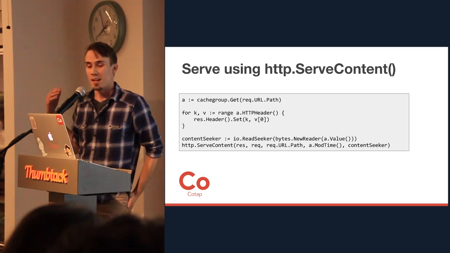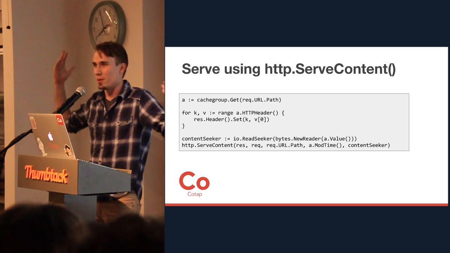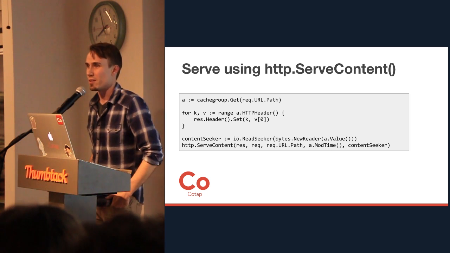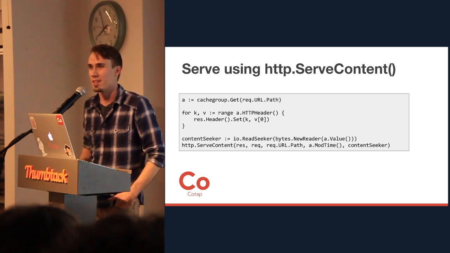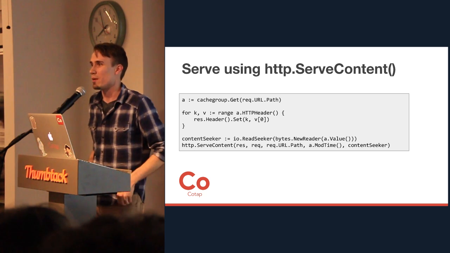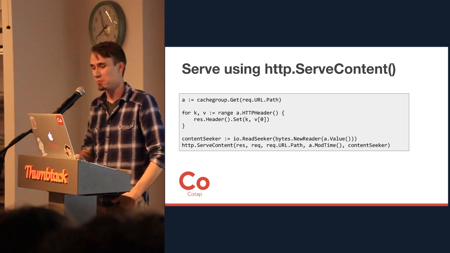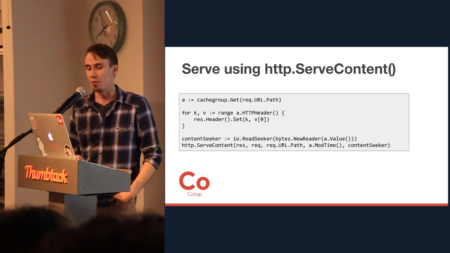In fact, I wasn't aware that ServeContent handled byte ranges, but we discovered when looking at the logs that it does. There were some clients that were requesting byte ranges, and ServeContent was just pulling the image out of the cache, giving the byte range back to the client that it was asking for, and it just worked magically. So this ended up being a great pattern.